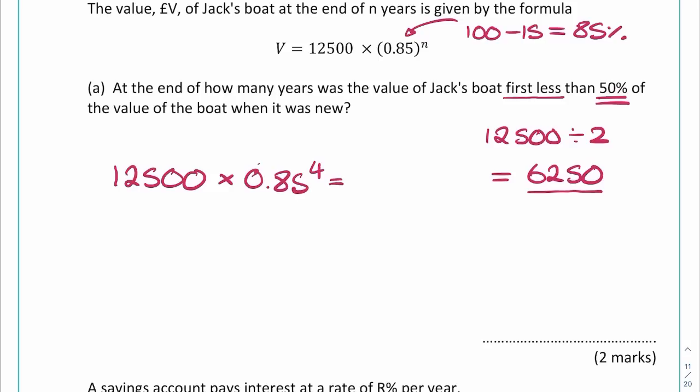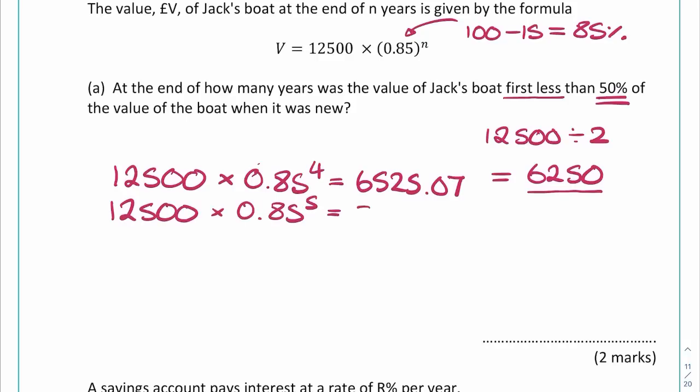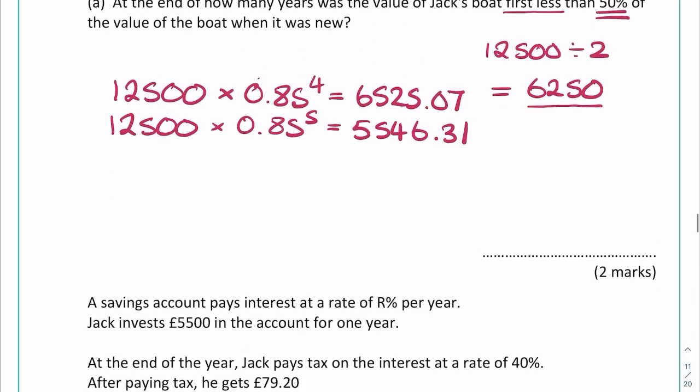And that comes out as, okay, I'm not right, £6,525 and 7p. There you go. So it's not quite less. It does look like it's going to be 5. So let's just type in 5. There we go, and 5 does go below it. So if I do 12,500 times 0.85 to the power of 5, I get £5,546 and 31 pence. So in terms of how many years, I would say 5.